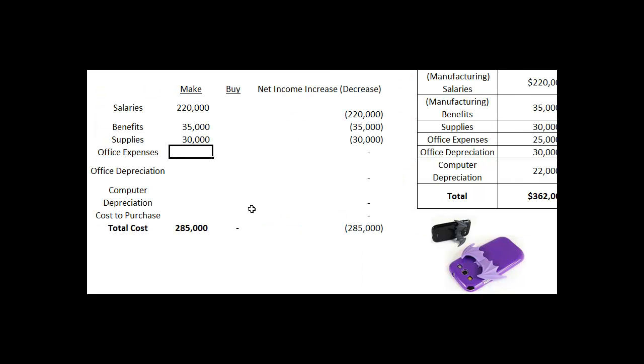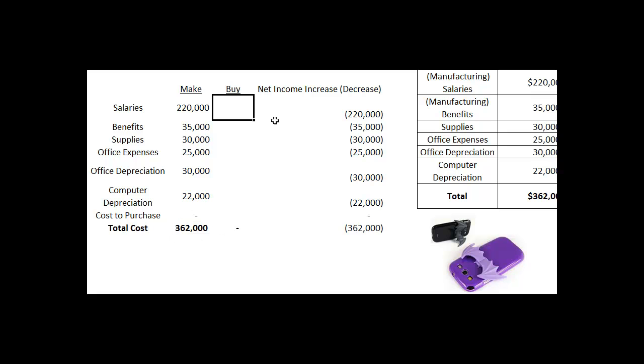And we just work down the list here. I still have office expenses like paper to put into my copy machine, ink to run the printers, pens, pencils, all those sorts of things. I would still have those if I continue to make the product. I would still have to depreciate my office equipment. I would still have to depreciate my computer. Now this cost to purchase row here I've added. If I determine that I want to make it, I'm not going to purchase it. So my total cost to make runs up to $362,000.